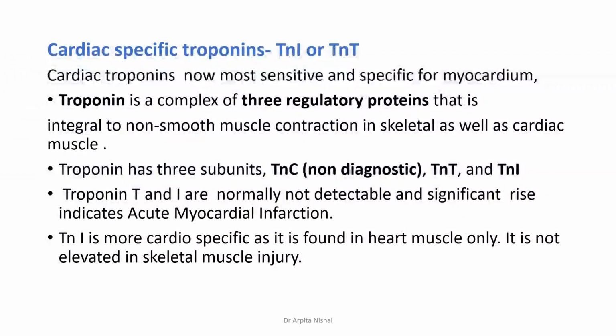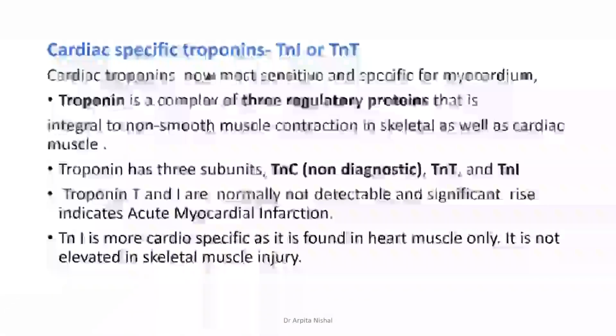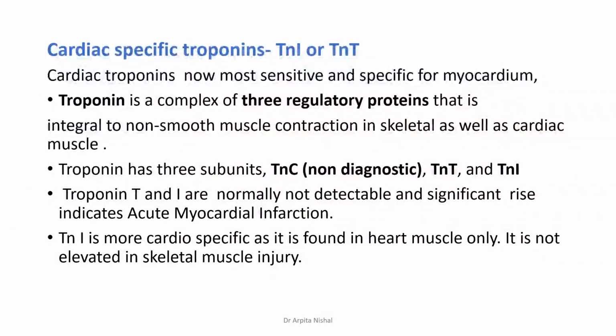The next important markers are the cardiac specific troponins, TnI and TnT, troponin I and troponin T. Cardiac troponins are now the most sensitive and most specific markers for myocardium. Troponin is a complex of three regulatory proteins that is integral to muscle contraction in skeletal as well as cardiac muscle tissue. It has three subunits: TnC, which is non-diagnostic, then we have TnT and TnI. TnI is more cardiospecific as it is found in heart muscle only.